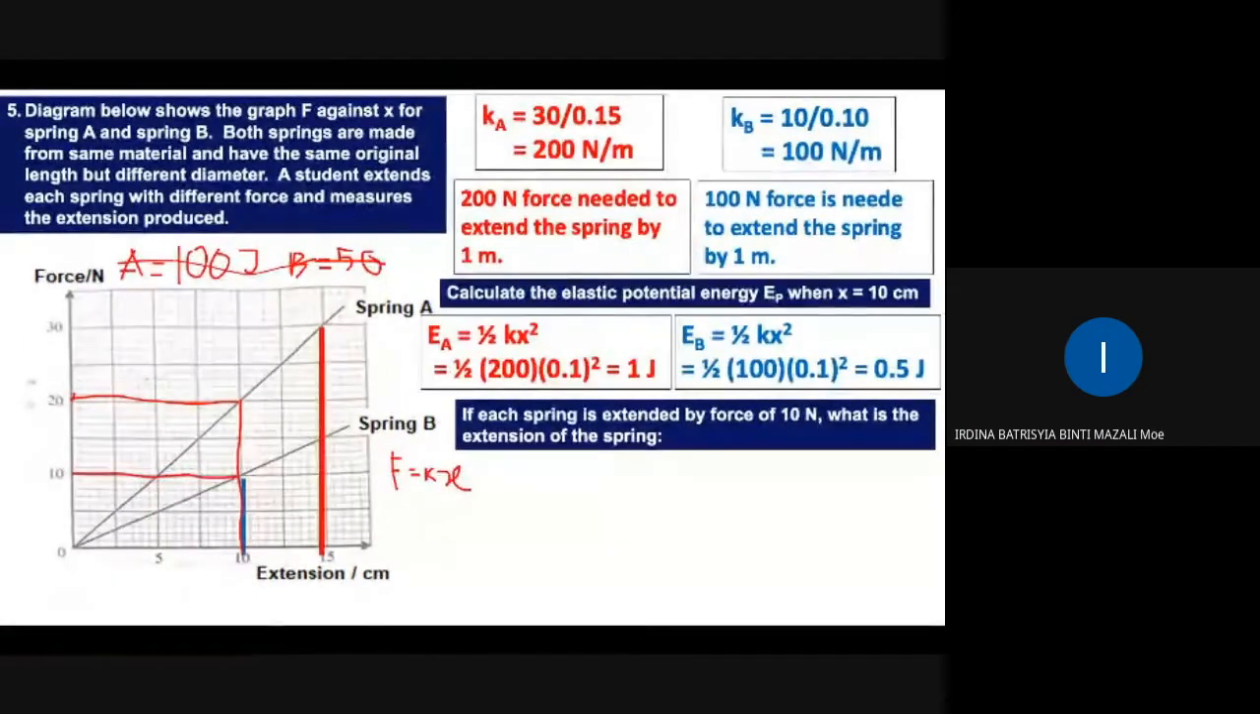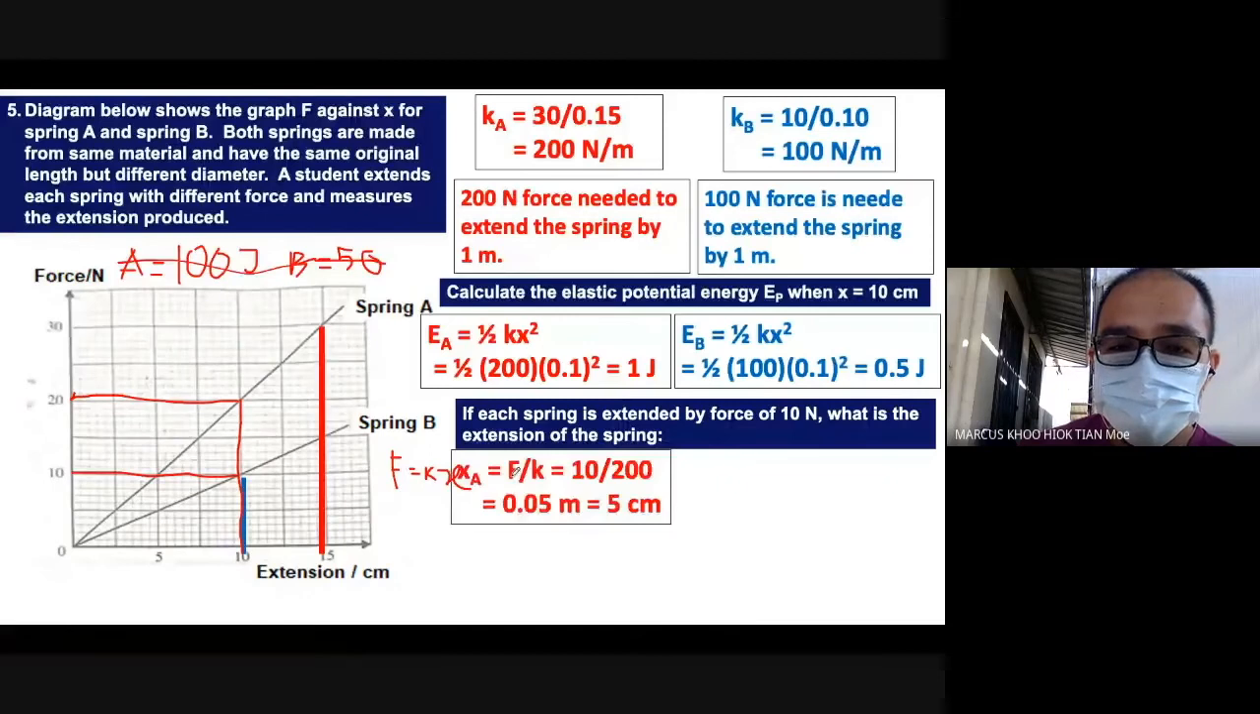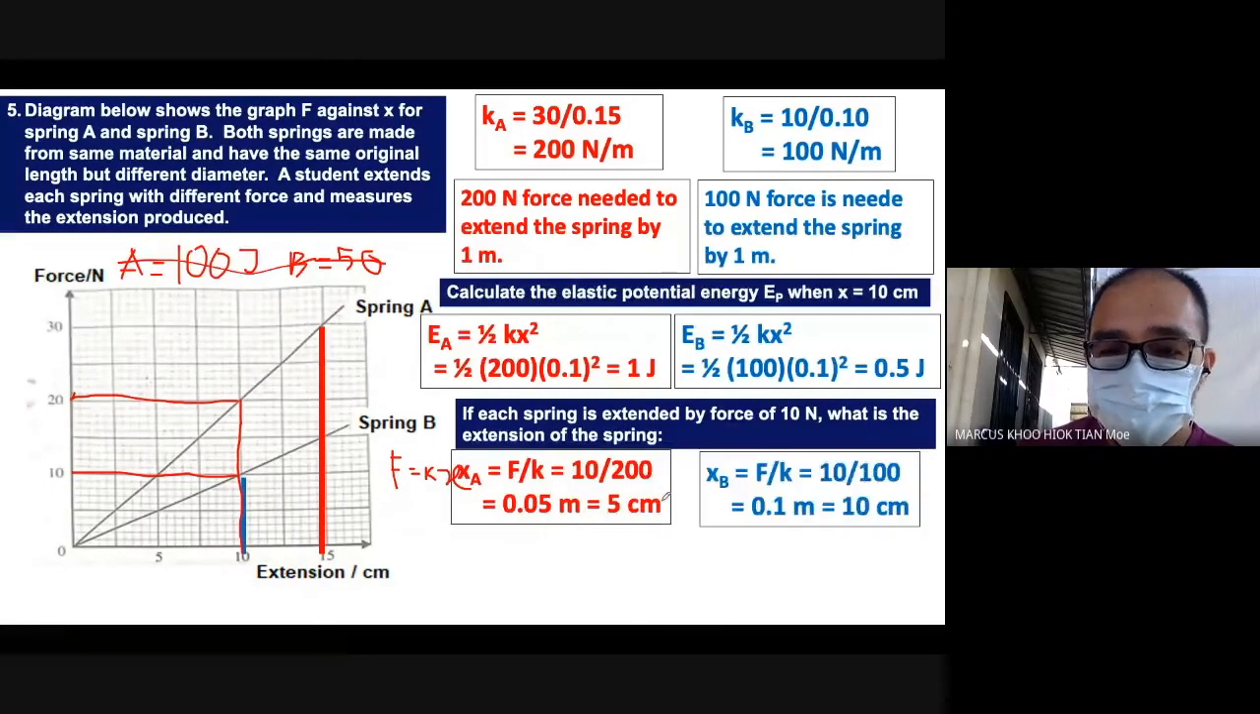0.05 meter and 0.1 meter. Okay, so it should be 0.05 meters and the other one should be 0.1 meters. Actually, incidentally, you can also calculate it from the graph. Look at spring A. So there are many ways to do this. You can either calculate it, or you can use the graph.